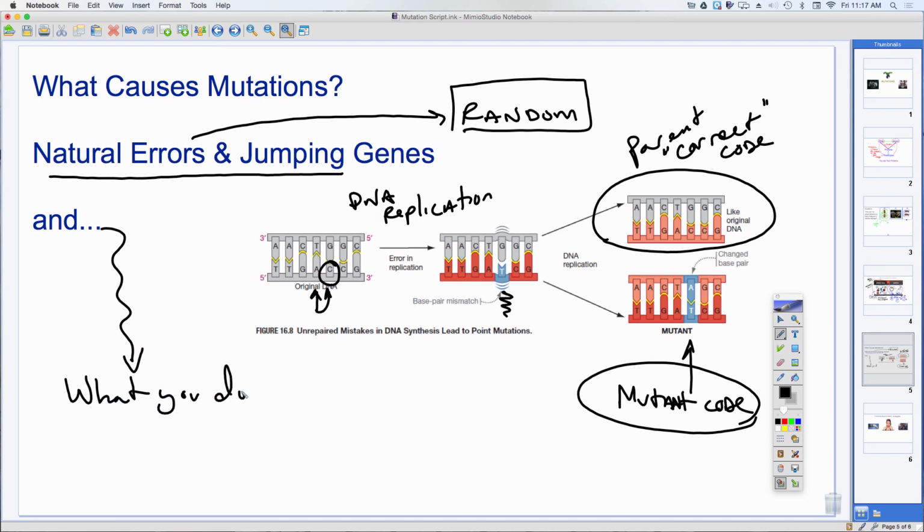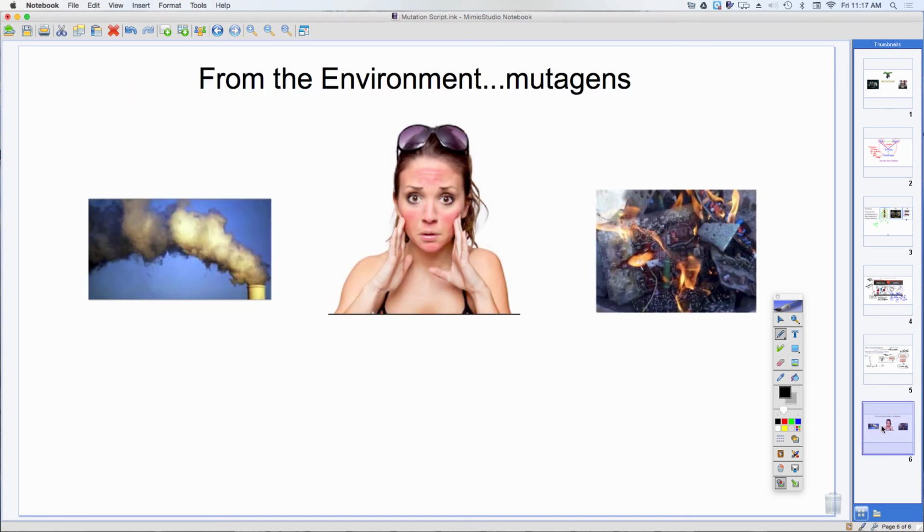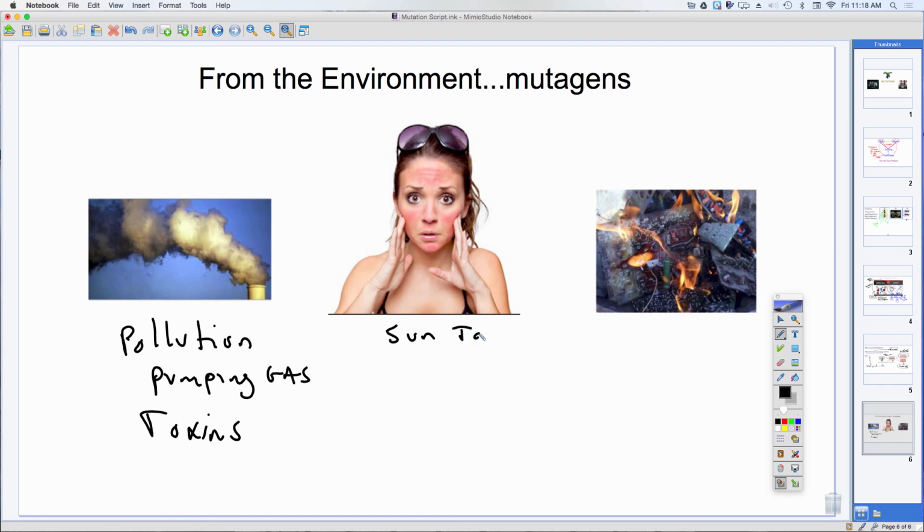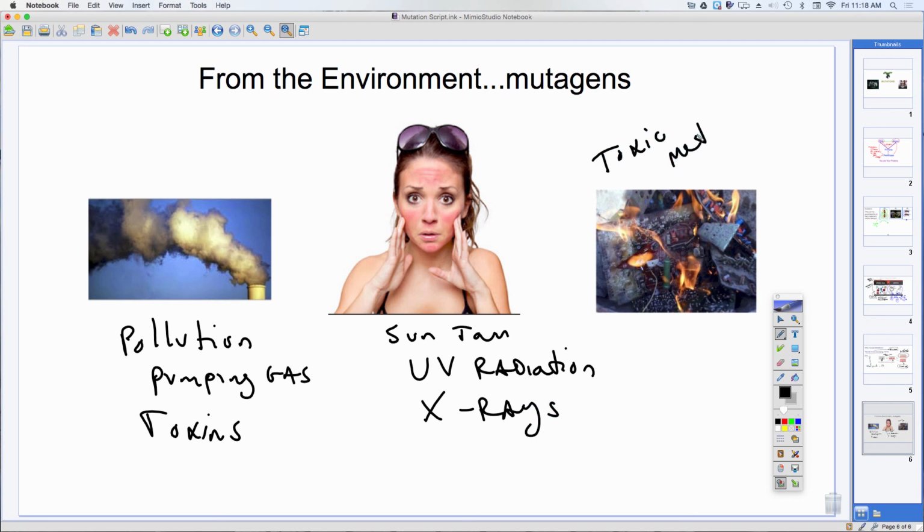Now, some mutations are part of this process. Other mutations are about what you do in life. And what I mean by that is it's based on what you are exposed to. Do you get stuck breathing pollution? Pumping gas? Work in a factory around toxins? Do you suntan, which gives you exposure to UV radiation? Do you work around X-rays? Are you exposed to toxic metals? These things are all mutagens, and that means that they induce mutations.